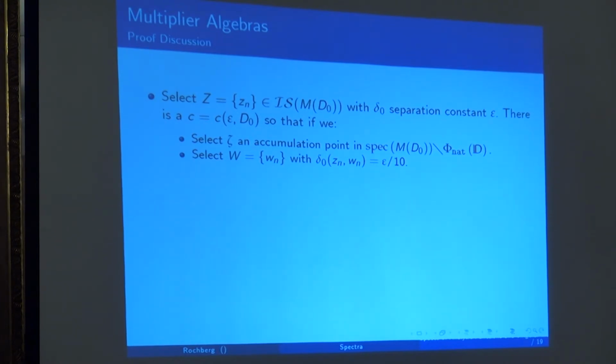And now I take some points W that are close to the Z's. And here's where I want to use that observation I made at the end of the previous lecture, that in the presence of the complete Nevanlinna-Pick kernel and in the further presence of that domination assumption, if I take W_n's that are close in the delta zero metric to the Z_n's, I will get a new interpolating sequence. So the W is a new interpolating sequence. Now, zeta is an accumulation point of the net Z.